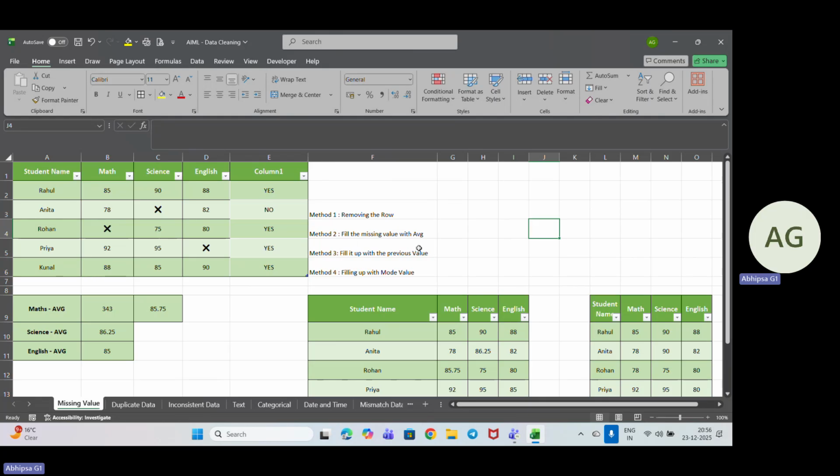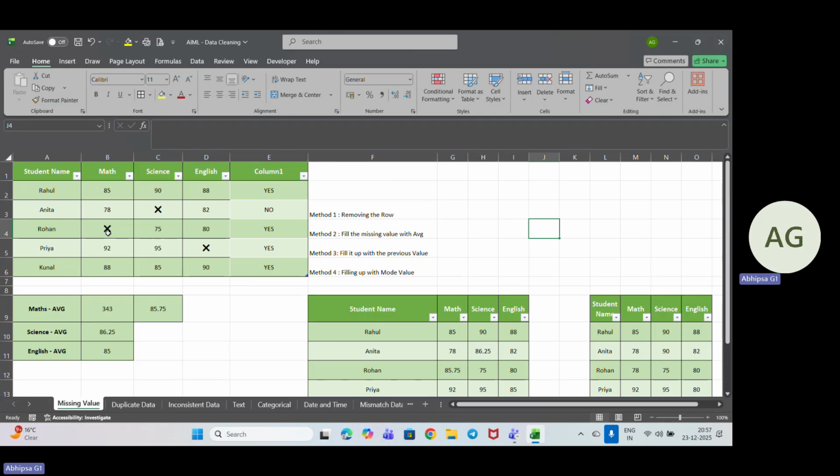Next, fill it up with the previous value. This we can do in case of a timetable, right? Suppose the date value in the date column is not available, in that case we will just forward fill it. So if this date is not available, I'll just take the above value and fill it here. Okay, so we'll use forward filling for this.